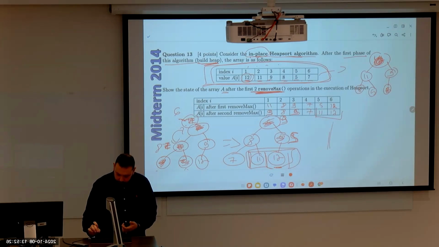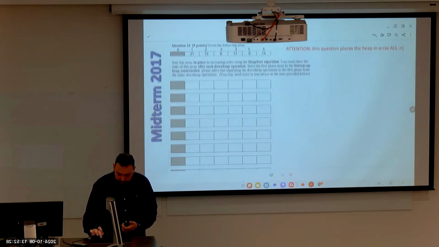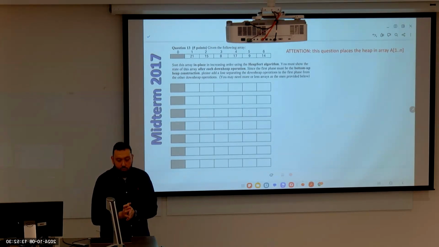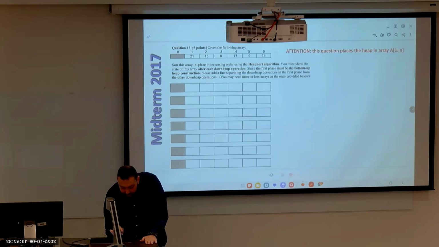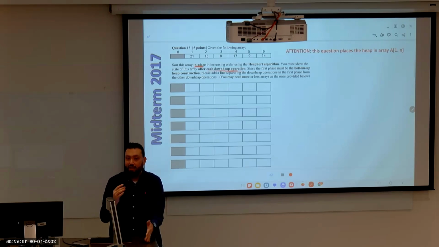Okay. So now what do I have? So let's go to the second one. Now sort this array again in place in an increasing order using heap sort algorithm. You must show the state of this array after each down heap operation. So that's what I meant. Be careful. The down heap operation is the full thing, not just one swap. Since the first phase must be the bottom up heap construction, please add lines separating the down heap operations and the first phase from the other down heap operations.